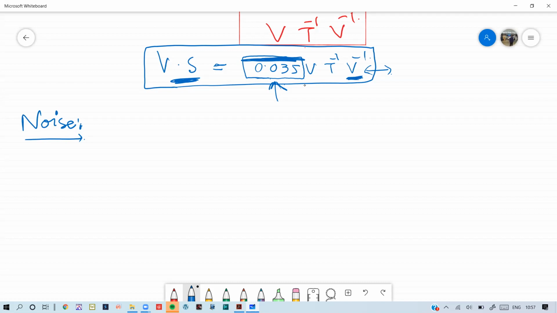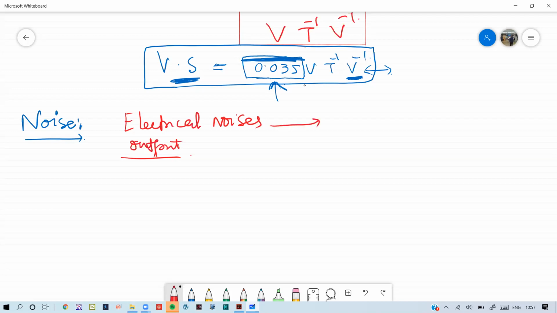So noise. Generally, these are called electrical noises, and they appear at the output. There are two main noises that are discussed. One is Johnson noise. This is also called thermal noise.